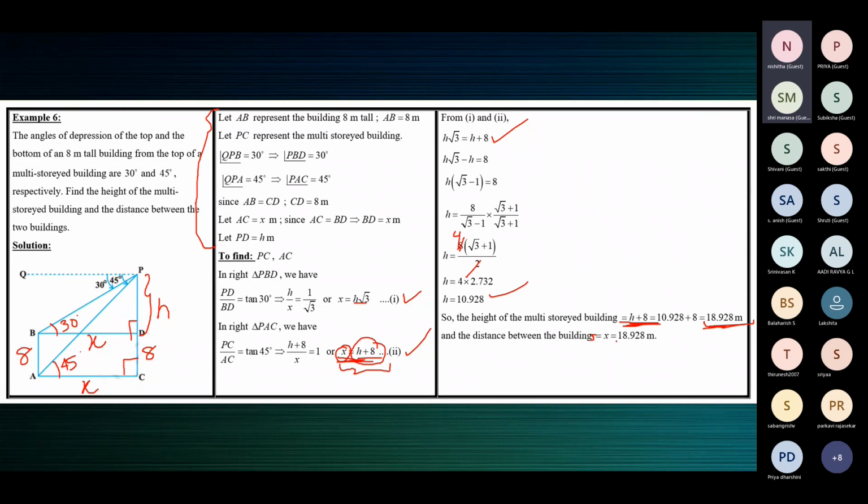Ma'am? Yeah. Ma'am, I didn't get it. Like, how are they parallel? How is QP parallel to BD?